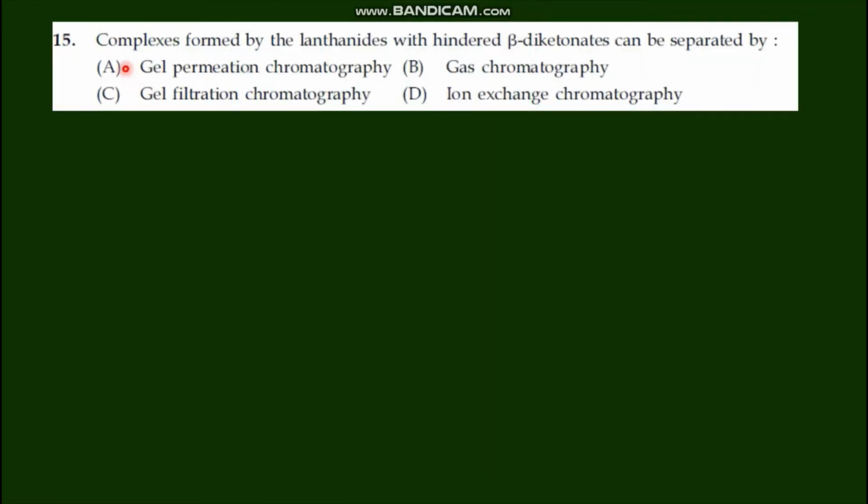Next question. Complexes formed by the lanthanides with hindered beta diketones can be separated by: option A, gel permeation chromatography; option B, gas chromatography; option C, gel filtration chromatography; option D, ion exchange chromatography. Here lanthanides form some complexes with beta diketonates, and the question is which chromatographic method is best for the separation. Now we have to understand what is meant by all these chromatography techniques and what is the peculiarity of each.